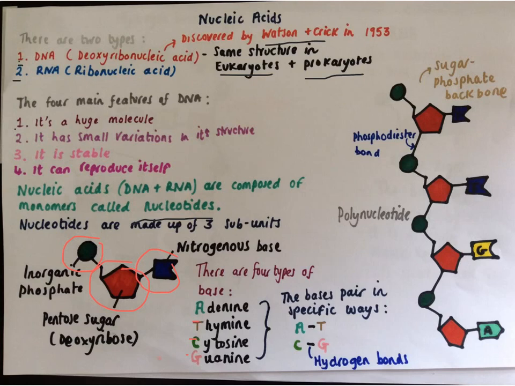The bases bond to each other in a very specific way. Adenine always bonds to thymine, and cytosine always bonds to guanine. The bases bond by hydrogen bonds, which form between the 2 bases.